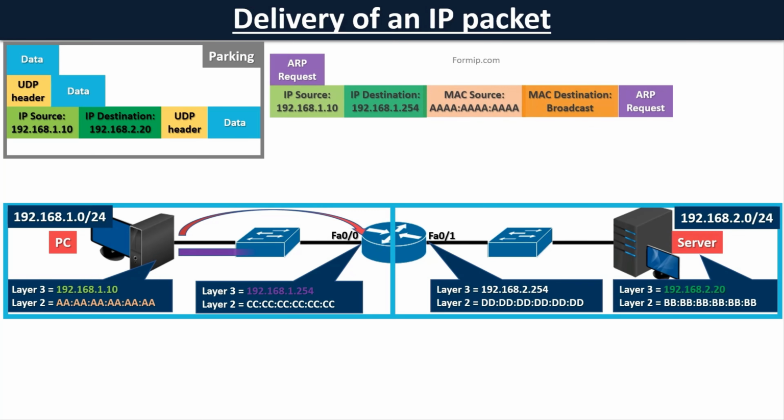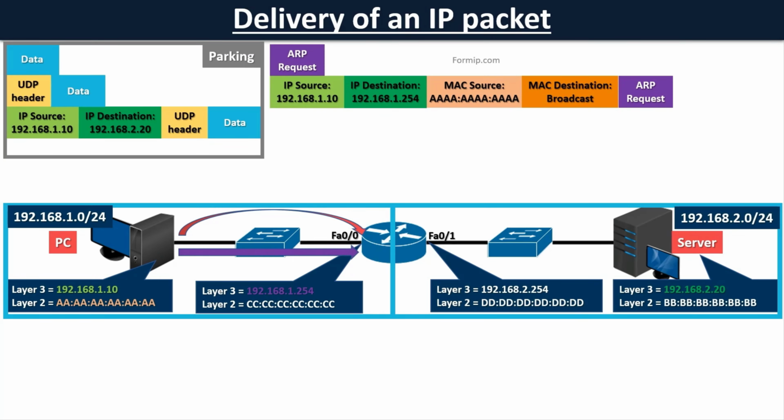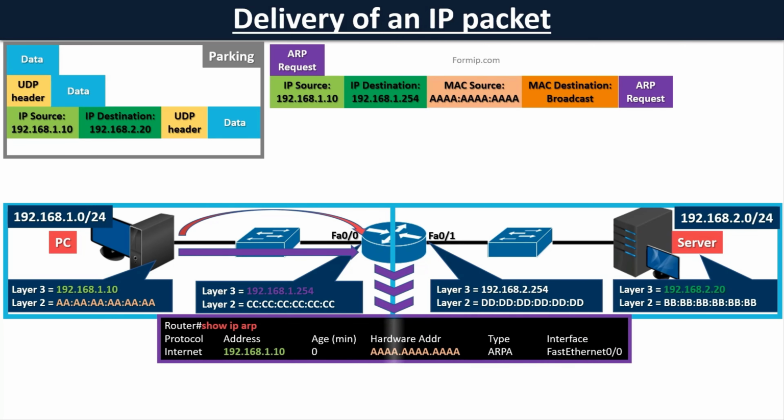The PC will use the ARP protocol to ask the router for its gateway MAC address. When the router receives this request, it sees that inside the ARP packet, which comes from its FA0 port, there is the source MAC address of the PC. So, it takes the opportunity to fill its own ARP table. Now, the router knows that the IP 192.168.1.10 matches the MAC address with only A's.